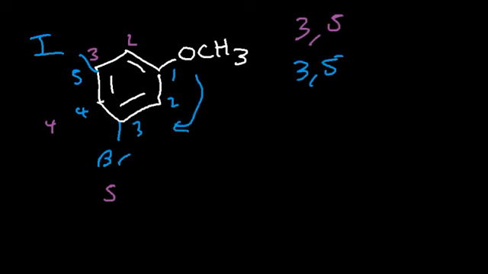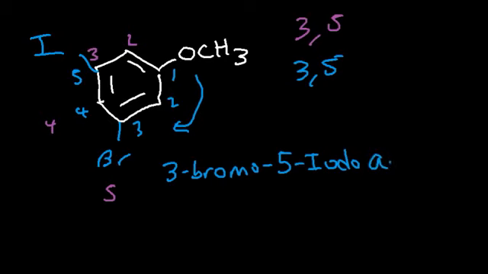In blue, I'm going to use the clockwise direction. So we have 3-bromo, 5-iodo. Bromine, B comes before I, so we've got to put that first. So it's going to be 3-bromo. We have to alphabetize it. 5-iodo, and then the parent name, anisole.